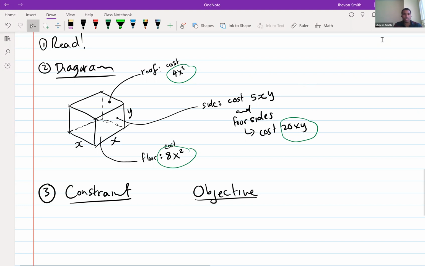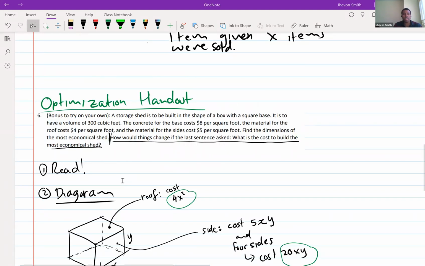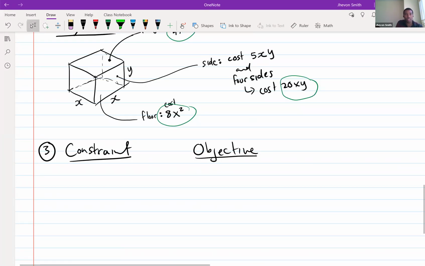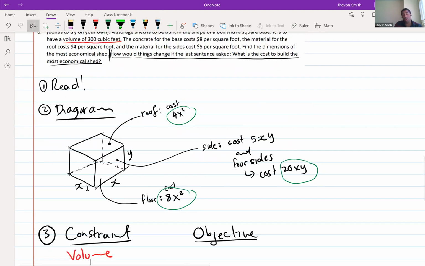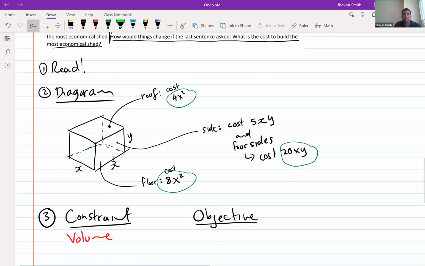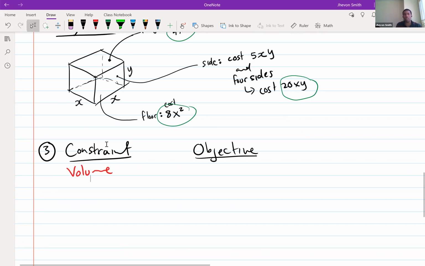You do not have a choice in the constraint. Now, if you read this, you'll realize here that the volume has to be 300 cubic feet, which means that can't be what you want. Volume here is your constraint. Volume has to be 300. And now you go to your diagram and you look, well, what would the volume of that be? And that's a formula that I wouldn't give you. I would expect you to know what the volume of a box is. It's length times width times height. So that would be your constraint equation, the equation that describes your restriction, the given values.